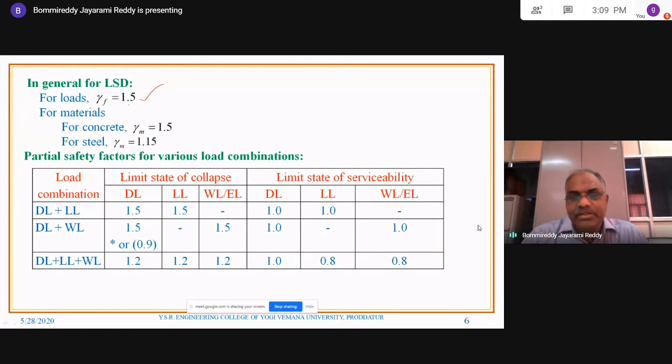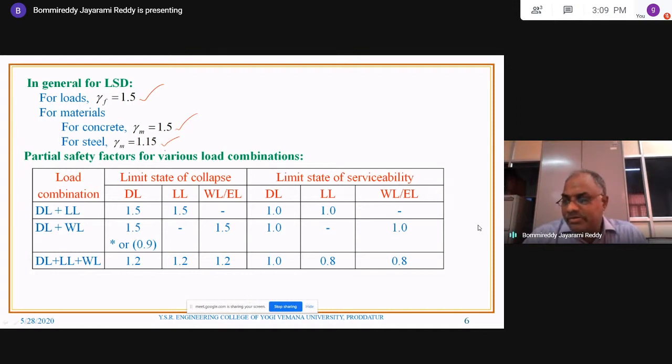That means if you multiply the characteristic load by 1.5, you will get the design load, otherwise called the factored load, or the ultimate load. Ultimate load, factored load, design load are one and the same. And similarly for the materials, the concrete partial factor of safety is 1.5 and for steel it is 1.15. So these values are fixed. For concrete, whatever may be the grade of concrete, gamma m is 1.5, and for steel it is 1.15.